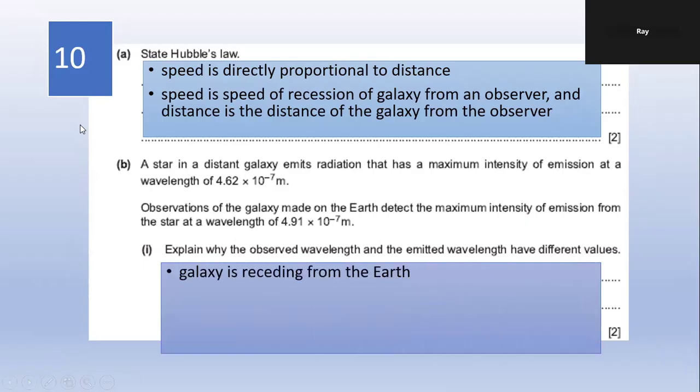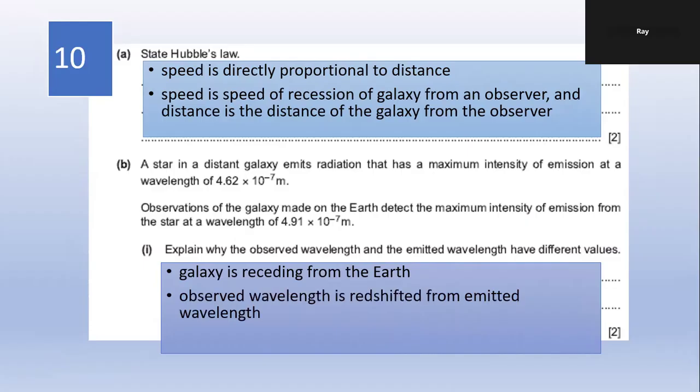The galaxy is receding from the Earth, that's your first point. Observed wavelength is red-shifted from the emitted wavelength, right? It becomes longer because the galaxy is moving away from the Earth, no? Shifted to the red end, no? Okay.